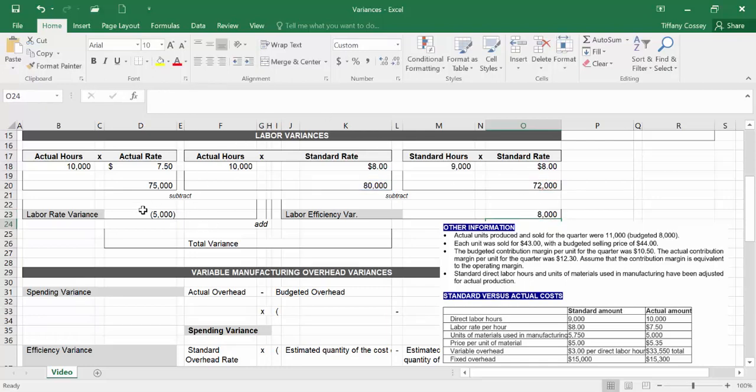Labor rate variance is caused by a change in the actual rate that we pay compared to the standard rate. This is the only thing that can cause this variance. As you see, the number of hours worked are exactly the same. The only thing that is different in this calculation is the rate. And so we have a negative 5,000, which means we paid less than we thought that we were going to. And so we're going to have a favorable variance because it is negative. And then over here, I'm going to move my 8,000.